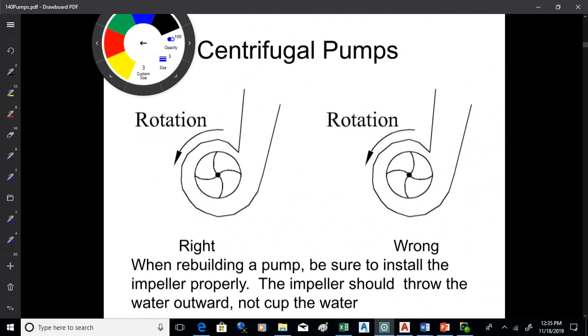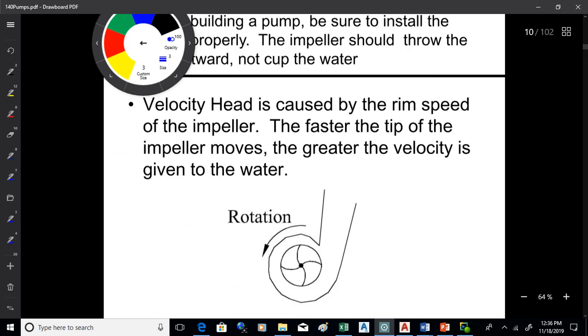Okay, so the one on the left is actually the one that's right. That's how you put the impeller in. The one on the right is incorrect. That's not how you put that in, okay? That's shown on page 130. So we're doing all right with that? Okay.